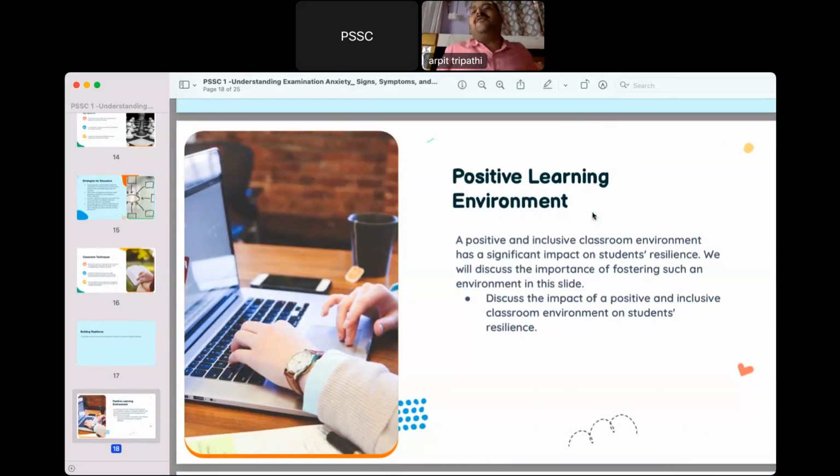Positive learning environment. In a school setup, it is very important to use a positive learning environment. A positive and inclusive classroom environment has a significant impact on students' resilience. And the impact is like this: while you talk to children, while you speak to children, you are clear to them that what you are telling them is there to teach them, not to make them feel bad or make them feel good.